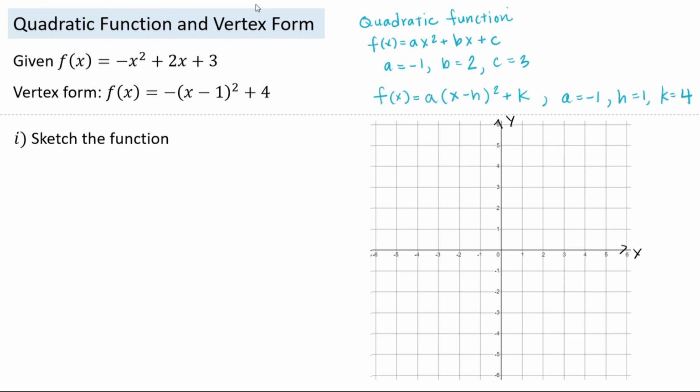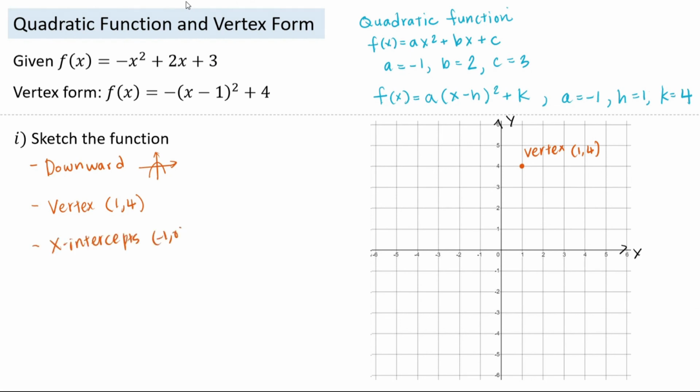Let's sketch the function. The parabola opens downward. The vertex is (1, 4). The x-intercepts are (-1, 0) and (3, 0). The y-intercept is (0, 3). By connecting all these dots, we get the following graph.